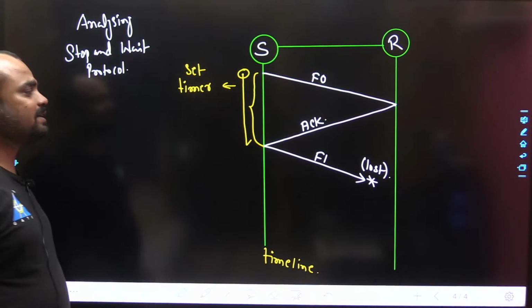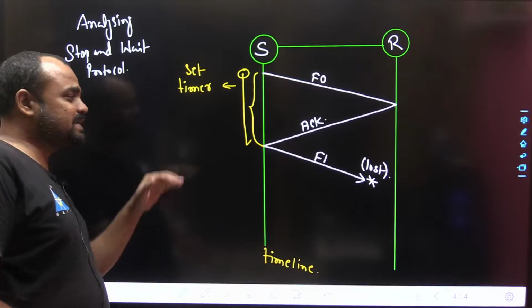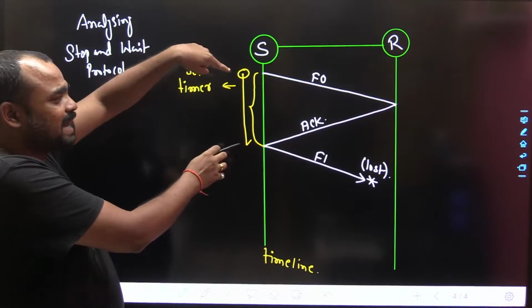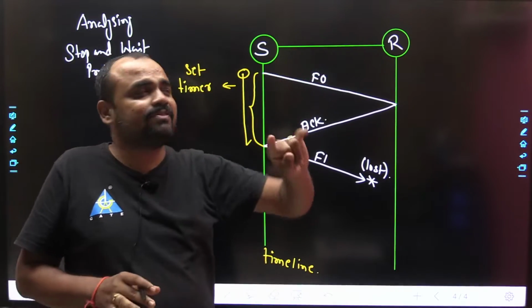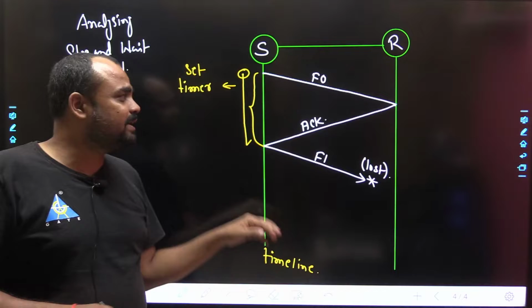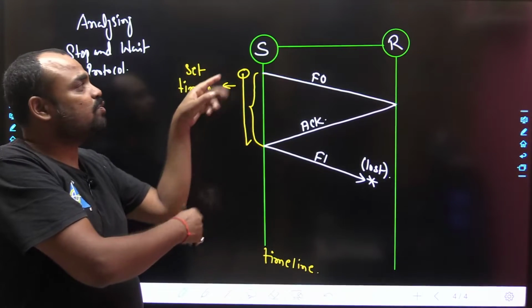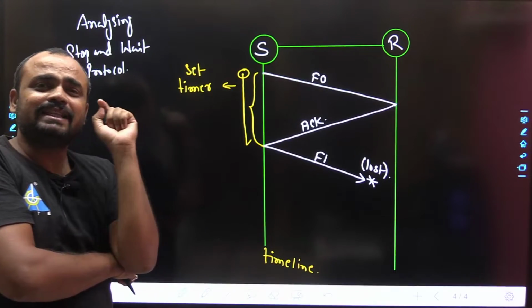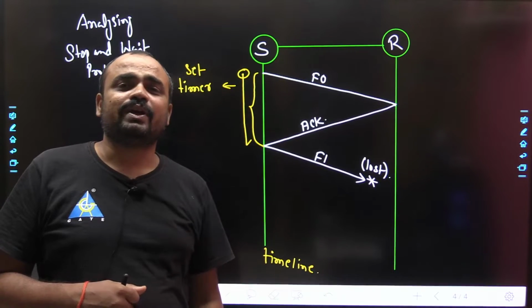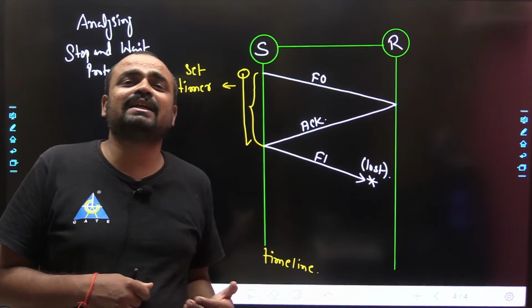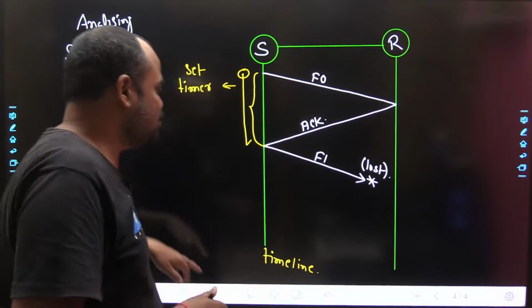The time duration of this particular timer will be this, which basically means that within this period of time, if the acknowledgement is received, then everything is going fine. But if the sender does not receive the acknowledgement within this specified time set by the timer, the sender will think either the frame or the acknowledgement has been lost. If the frame is lost, the sender will simply retransmit the frame. Are you getting my point or not?